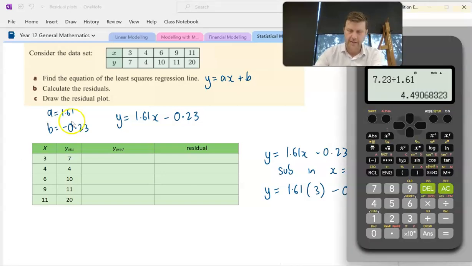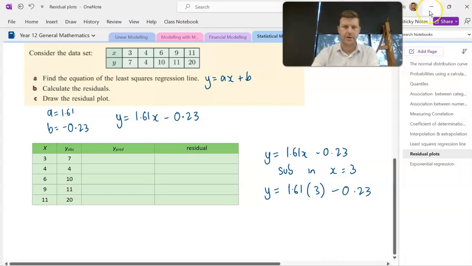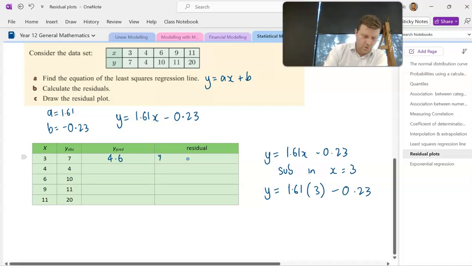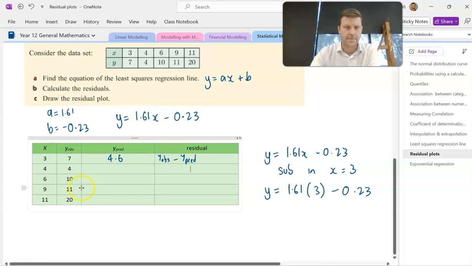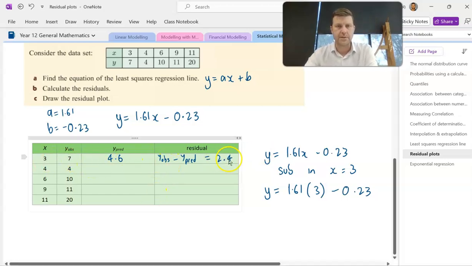Go ahead and put that into a calculator, and it'll give you 1.61 times 3, take 0.23 is 4.6. So the predicted value, my apologies, is 4.6. And the residual value is the difference between the y observed value and the y predicted value. So I'm doing basically here 7 take 4.6, which will give me 2.4.